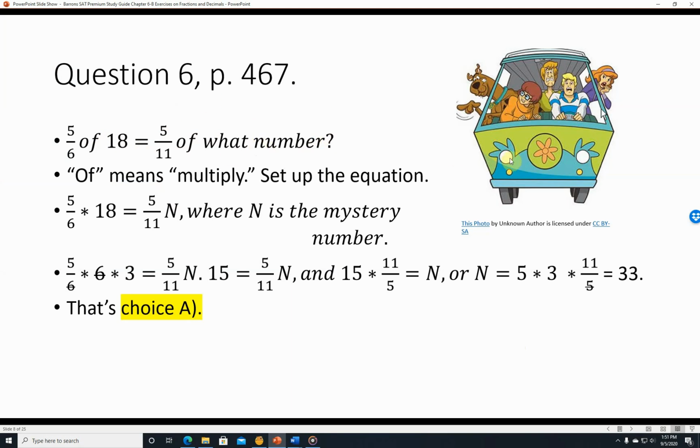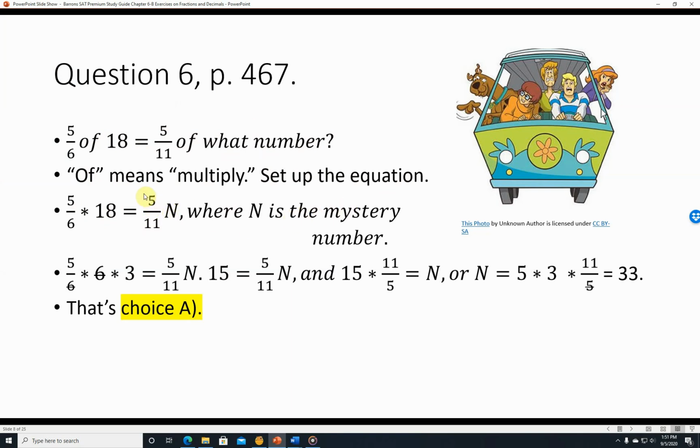Well, it's a mystery number. That's why we have Scooby-Doo and the Mystery Machine here. All right, "of" means multiply. So we set up the equation: 5/6 times 18 equals 5/11 of n, where n is the mystery number.